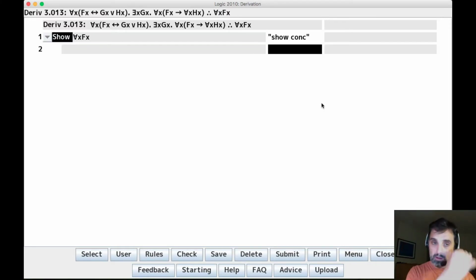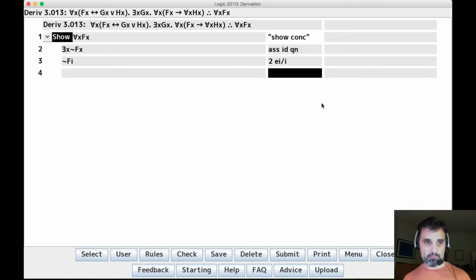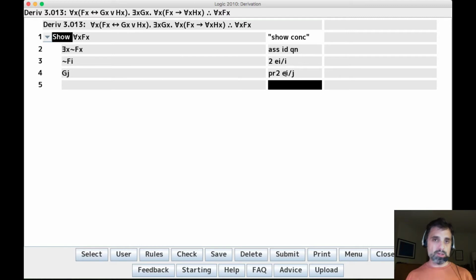So here we're showing for all x fx, so we assume ID, and then we QN right away. Here we have an existential quantifier, so our first thing is we do EI. If we look at the premises, we have a universal, for all x, fx if and only if gx or hx. We have existential x gx, and then for all x, if fx, then for all x hx. So we want to instantiate the second premise, that existential quantifier. That's all the existential quantifiers in this derivation, so we're done with the first stage of the EI+UI method.